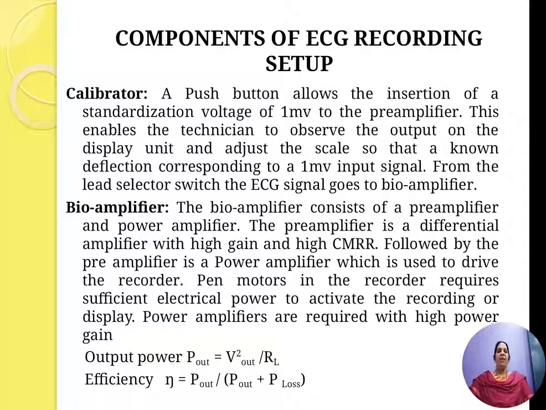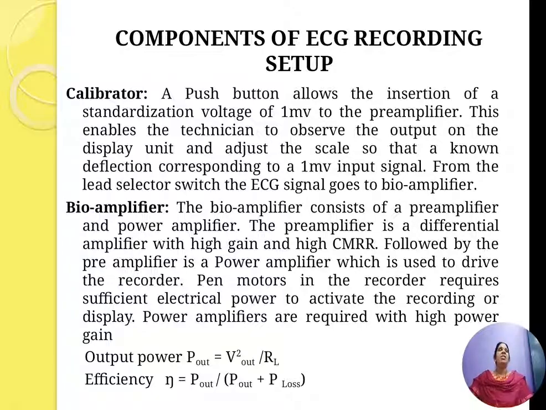Then your calibrator. Calibrator is a push button, which allows the insertion of a standardized voltage of 1 millivolt to the preamplifier. This enables the technician to observe the output on a display unit and adjust the scale so that a known deflection corresponding to 1 millivolt input signal is produced. From the lead selector switch, the ECG signal goes to the bioamplifier.